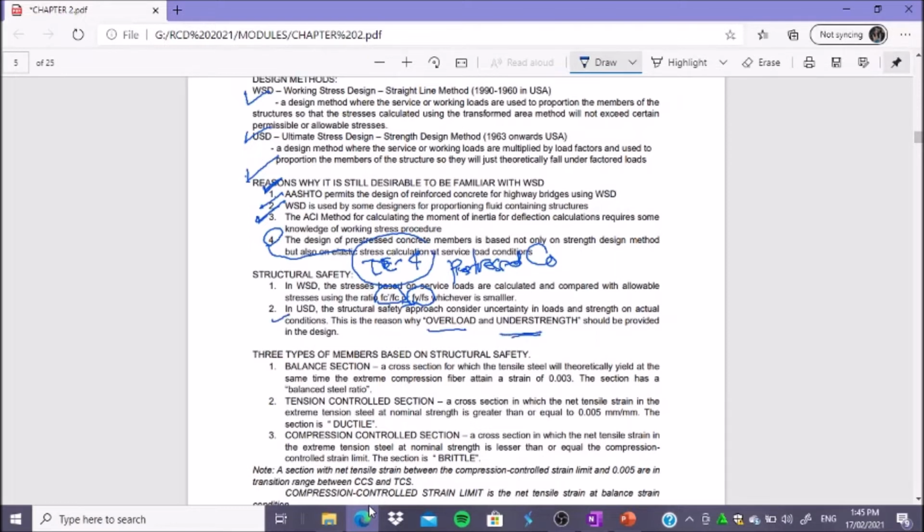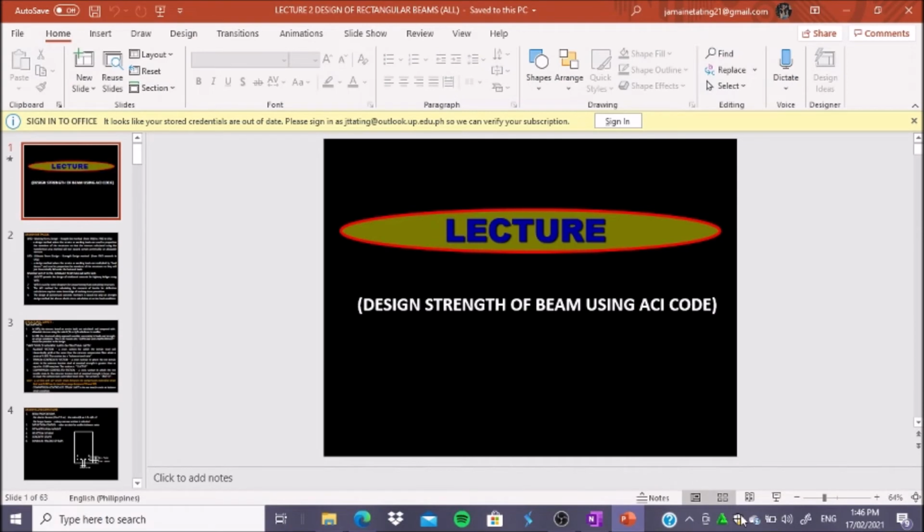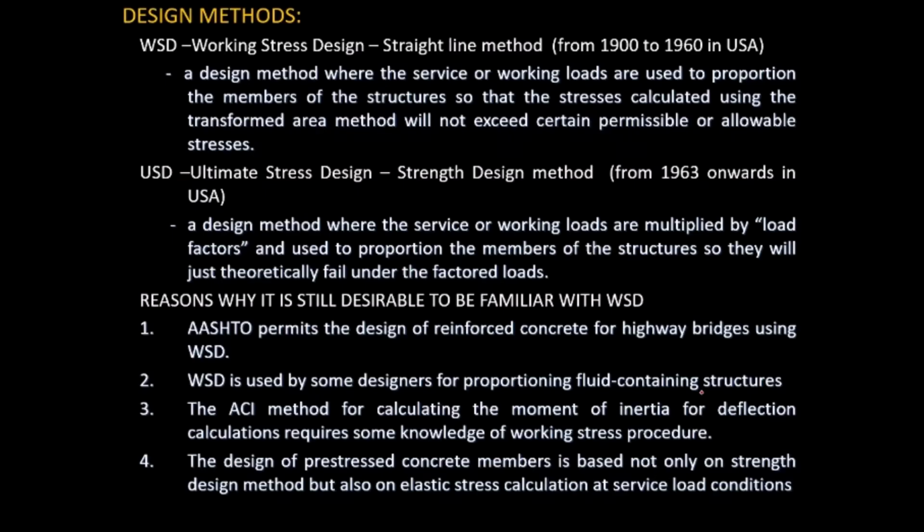Okay. So ngayon ito, alam mo na ito na. Yung three types of members based on the balanced section, tension control, and compression control. Yun, makikita nyo naman dito yung points. Okay. Now, we're going to go back here. So, okay, I've already explained that.